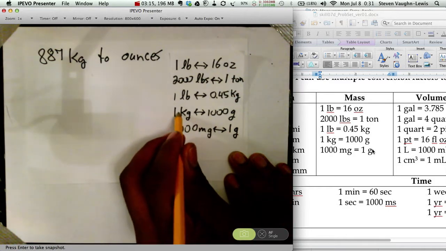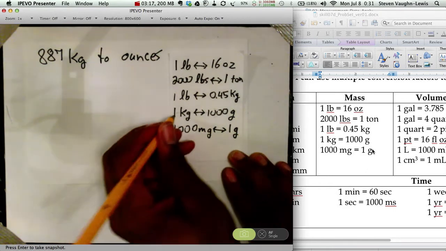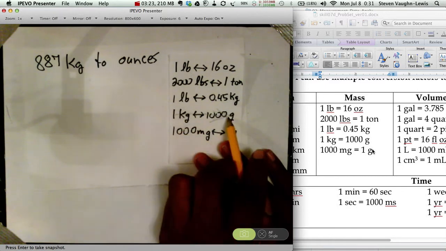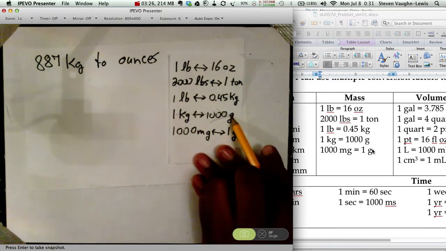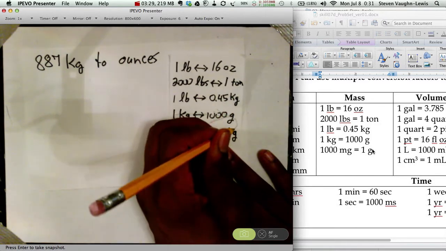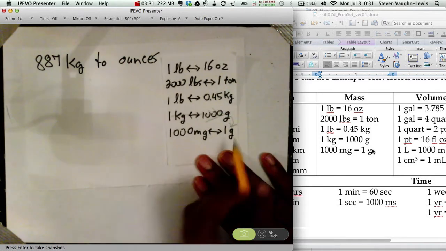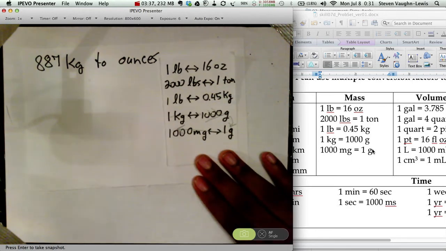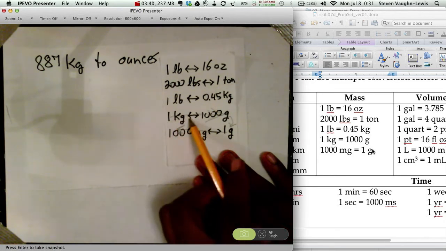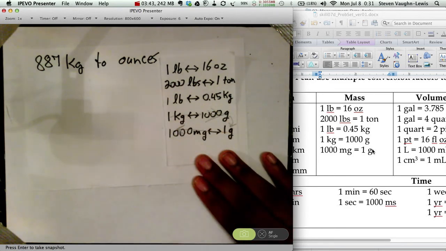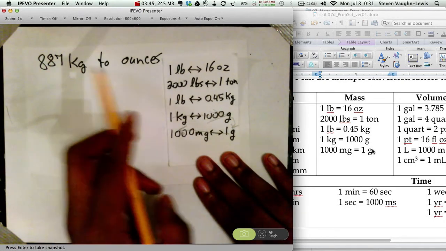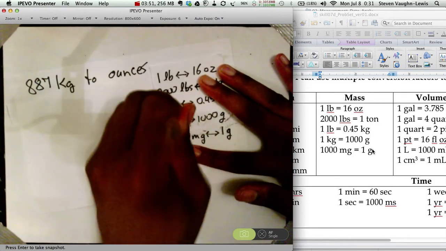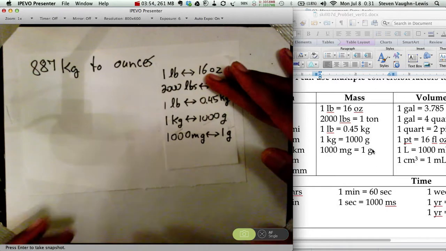So if I go this way, drawing my arrow, I go from kilograms to grams. Now, where can grams take me? Well, grams can take me from grams to milligrams, but is that what I want? Do I want to go from kilograms to grams to milligrams? That's not what I want. I want to go from kilograms to ounces. So that's not really going to work.